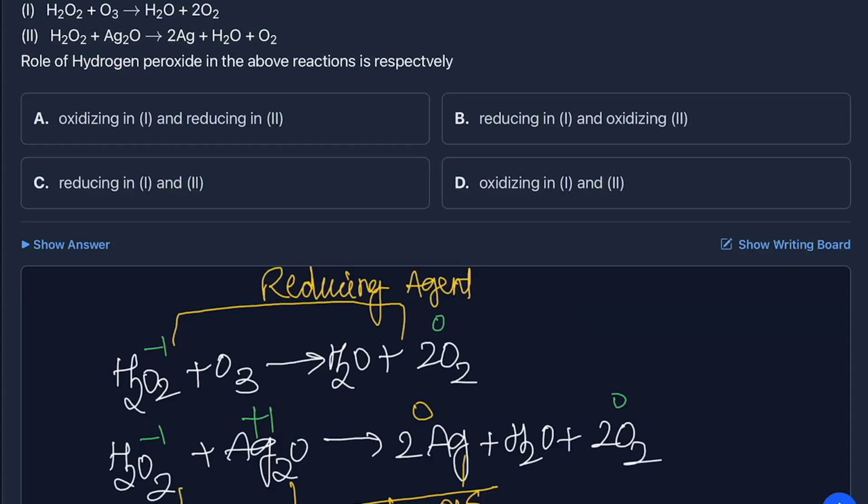Next, H2O2 to O2, -1 to 0, so which agent is it? Reducing agent. So the role of hydrogen peroxide in the above reactions, respectively: both are reducing agents. In the first reaction it is a reducing agent, and in the second reaction also a reducing agent. So our correct option is C.